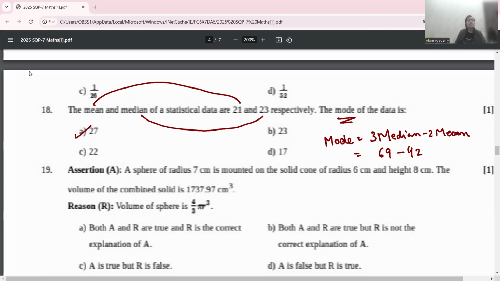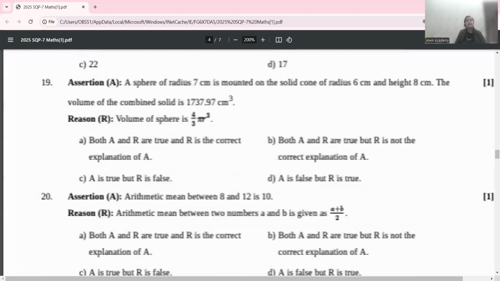Going to the next question, question number 19. A sphere of radius 7 centimeter is mounted on a solid cone of radius 6 and height 8. The volume of the combined solid is this. Okay, we'll have to calculate to verify this. First, we check the reason. The volume of a sphere is 4 by 3 pi r cube. Now, the reason is correct.